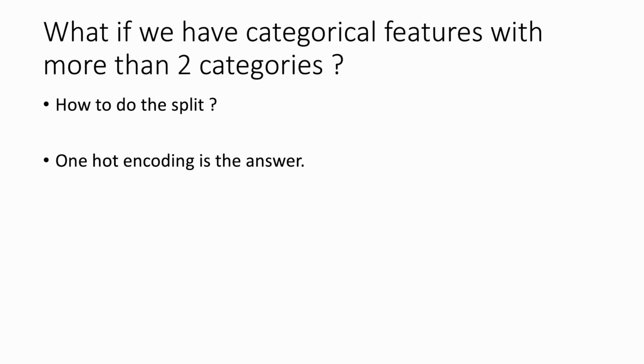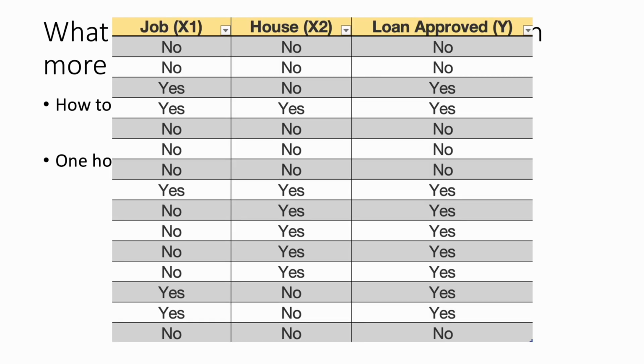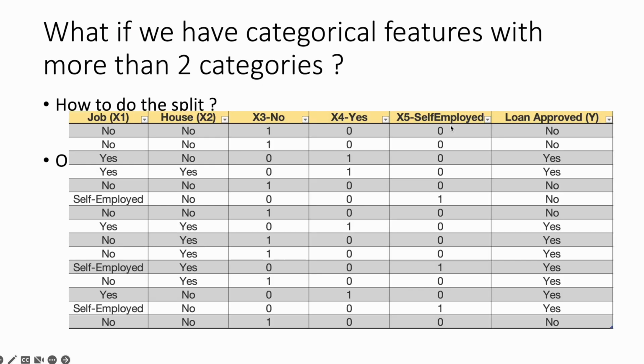If you know about one hot encoding, fine. Otherwise, I will just quickly try to tell you what one hot encoding is. In this particular case, let's say this is our original data set. So it's very nice, 2 categories, right? Job is 2 categories, yes is 2 categories, my Y is also 2 categories, right? Let's say now my job is actually no, yes, and self-employed, 3 categories, right? So one of my features has 3 categories. What will I do over there?